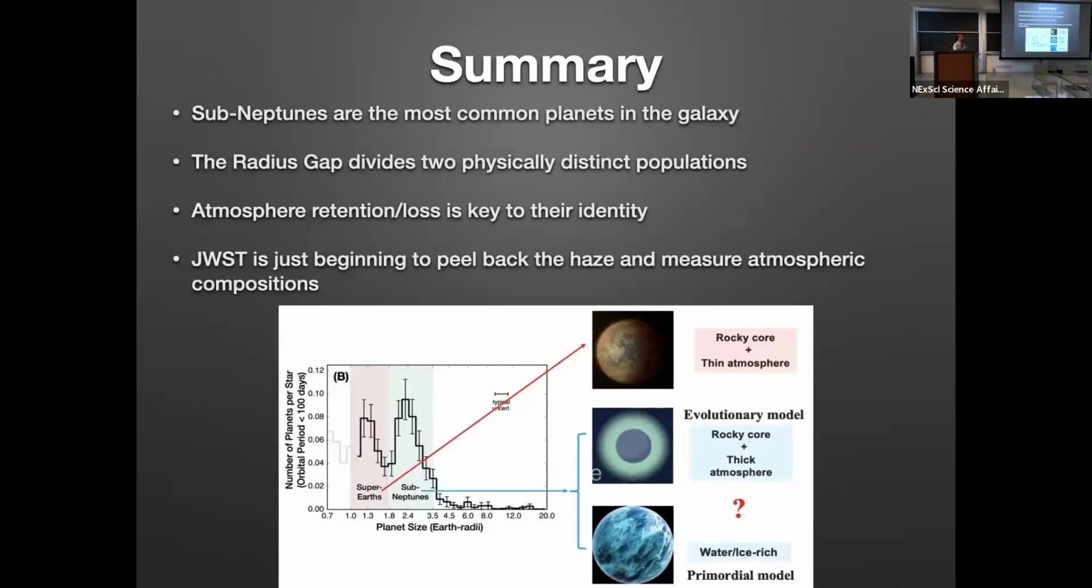And so in summary, I've shown that these things are very common and the radius gap is a good way to distinguish between these two populations of planets, those that could be fully rocky and those that have to have some volatiles, which are these sub-Neptunes. And JWST is just beginning to peel back the haze and measure the atmospheric compositions of these things directly to really better understand what they're made of. And with that, I'll take any questions.